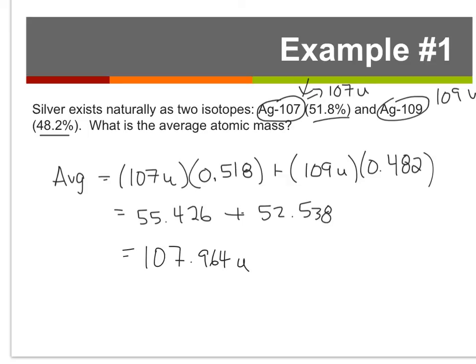We're not going to talk about how to round off these yet, but what I would like you to do as your answers is always keep 2 decimal places. So the final answer for this would be 107.96 U. You can also write AMU, that's okay.